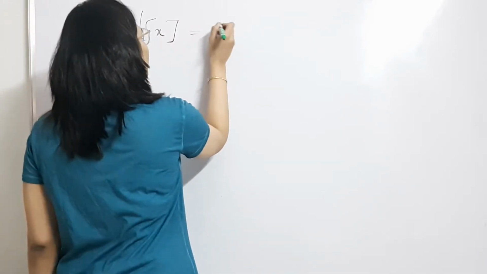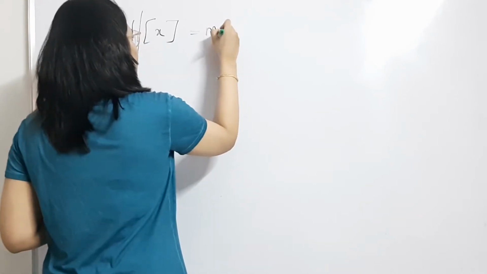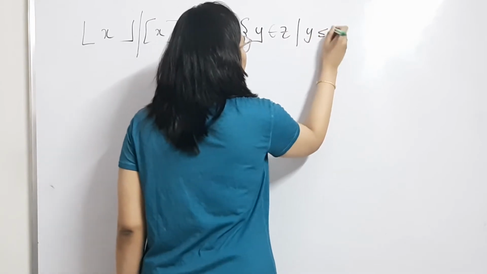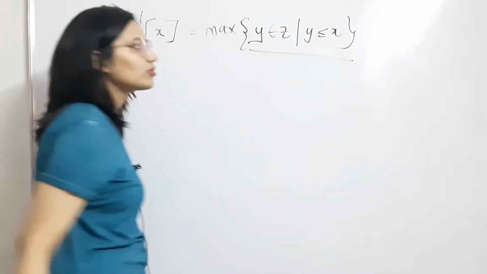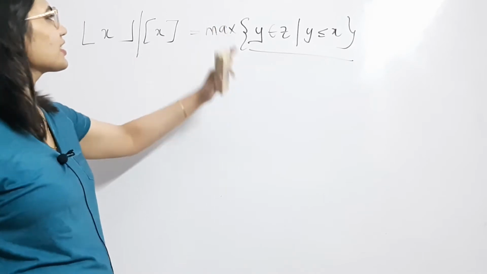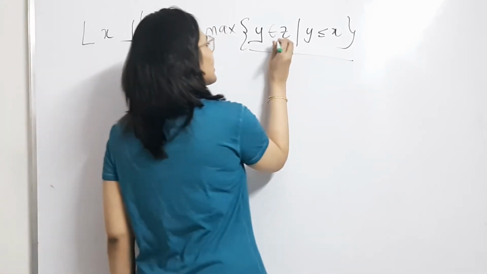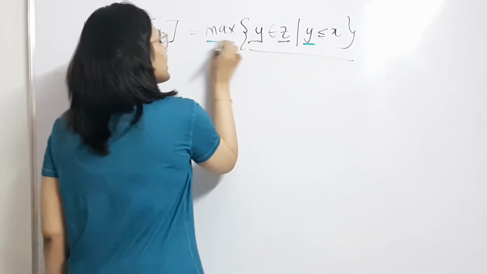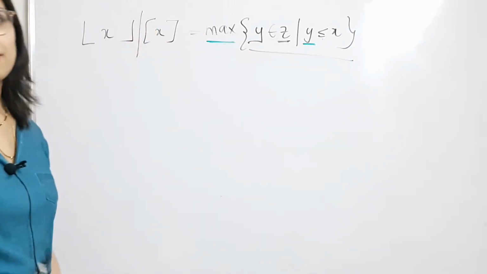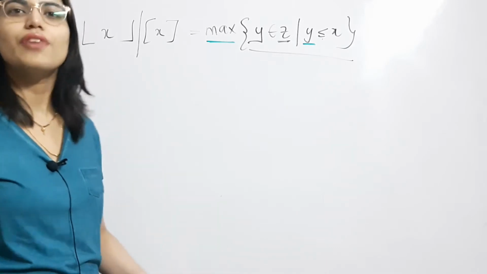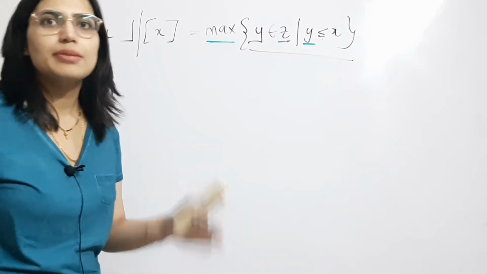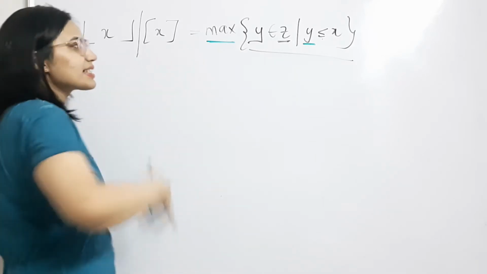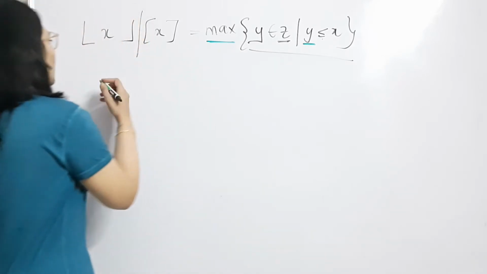We can write the definition of this as the maximum of y in Z where y is less than or equal to x. That means this is in short saying that there is an integer y that is less than or equal to x, but it is the maximum integer that you need to consider. That's it. Whatever we have discussed so far in the last 8 to 9 minutes is nothing but this definition. So keeping this definition in mind, how do you solve these examples?